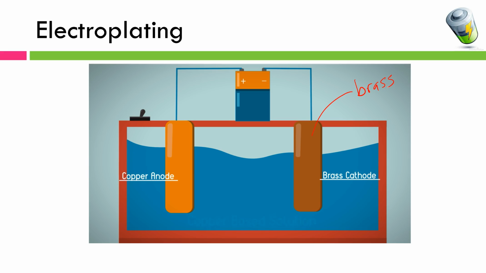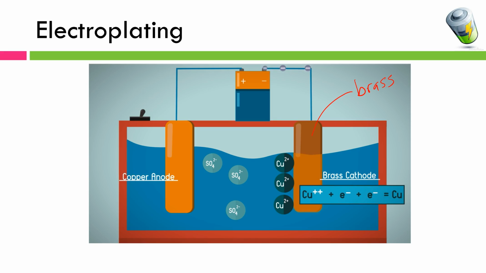So copper sulfate solution. Copper sulfate solution contains blue copper ions and colourless sulfate ions. The copper ions are positively charged and so are attracted to the negatively charged brass cathode. The copper ions deposit onto the brass, producing the thin copper plate. The positively charged copper ions gain electrons, which is known as reduction.